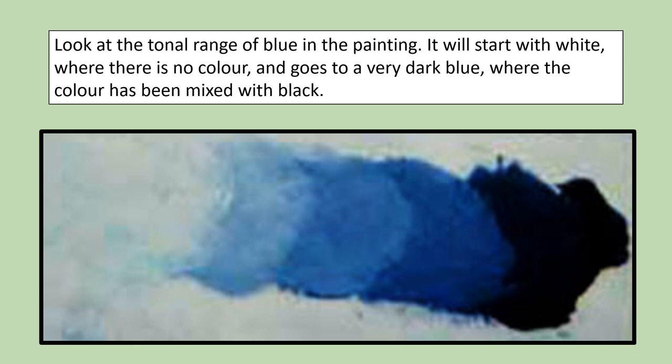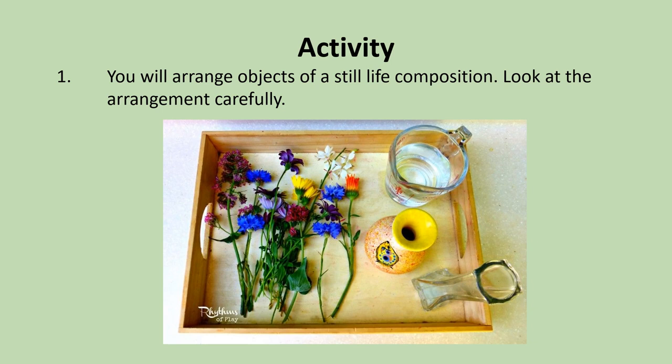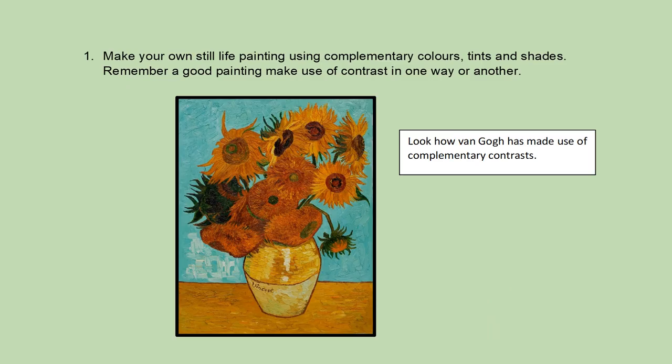Now look at the tonal range of blue in the painting. It will start with white, where there is no color, and goes to a very dark blue, where the color has been mixed with black. You are going to make your own still life artwork. Take objects in your home, for example, flowers, a fruit bowl, a vase, material, or any other objects, and arrange them very carefully to create a beautiful composition. Make your own still life painting using complementary colors, tints, and shades.